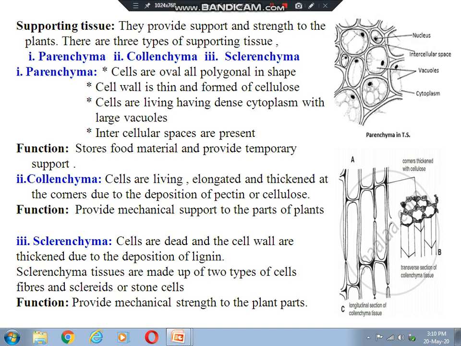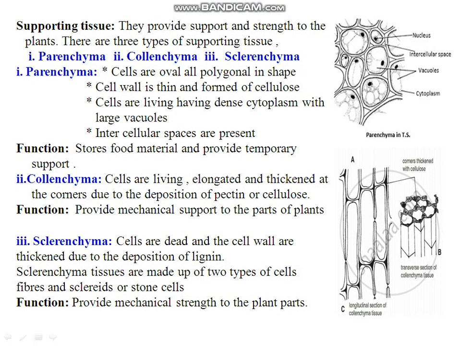They provide support and strength to the plants. There are three types of supporting tissue: parenchyma, collenchyma and sclerenchyma. Here I have given two diagrams, parenchyma and collenchyma. You just see the cells of parenchyma. The cells are almost oval or polygonal in shape. Intercellular spaces are there. Nucleus is present. Cells are living. These are some of the very common important characteristics of parenchymatous cells.